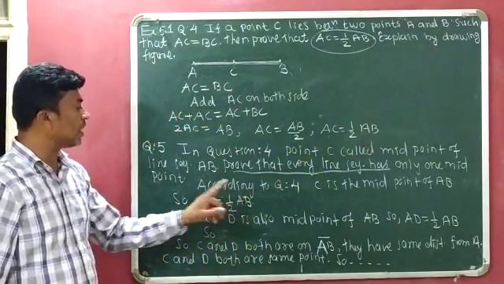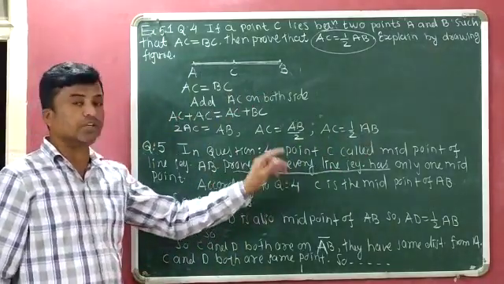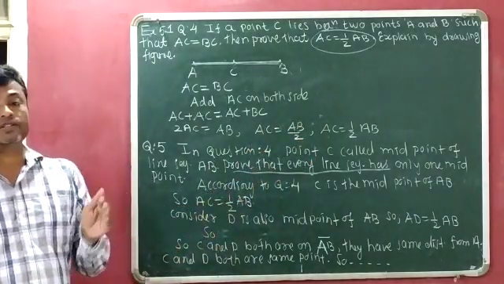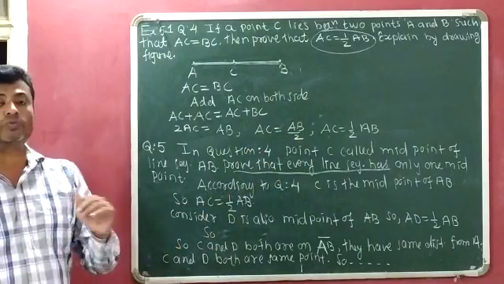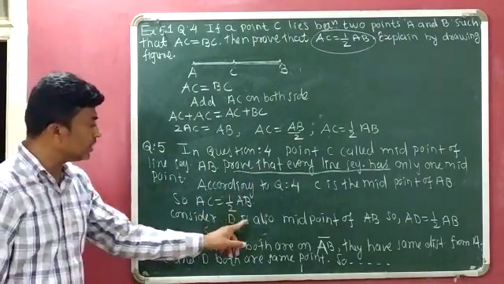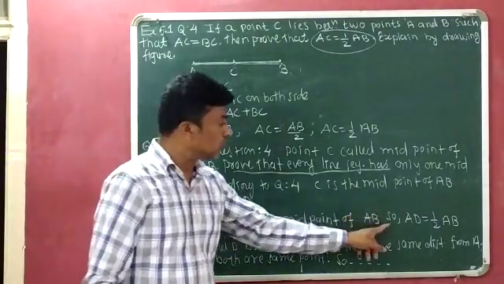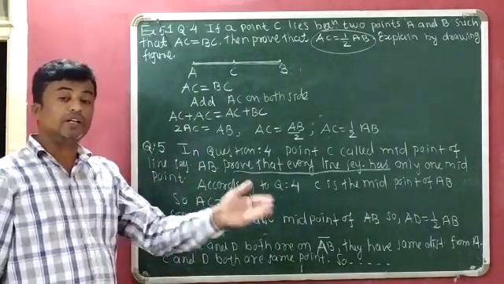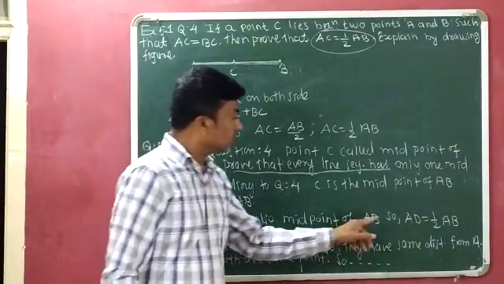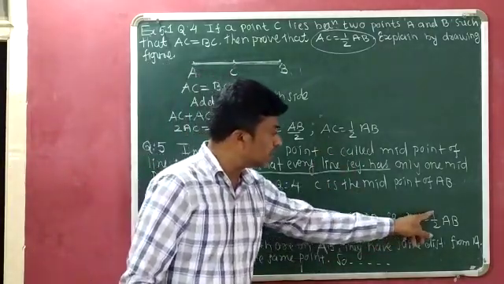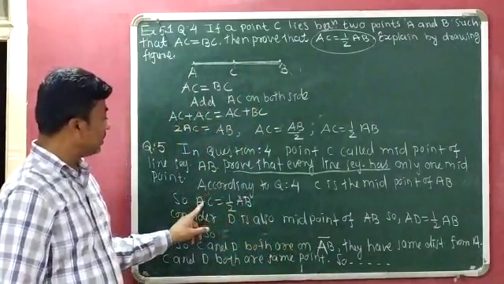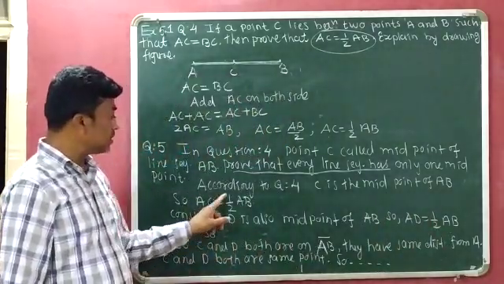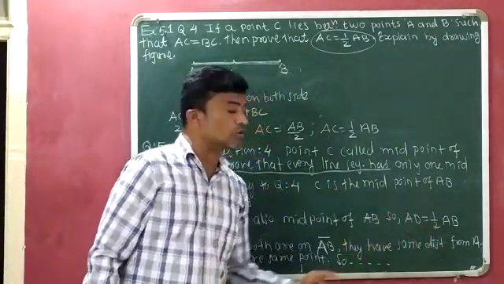So AC is equal to 1 half AB. Now here we will consider another point D, which is also a midpoint of AB. Consider D is also the midpoint of AB. So AD is equal to 1 half AB. Now see here, AC is equal to 1 half AB and AD is also equal to 1 half AB.